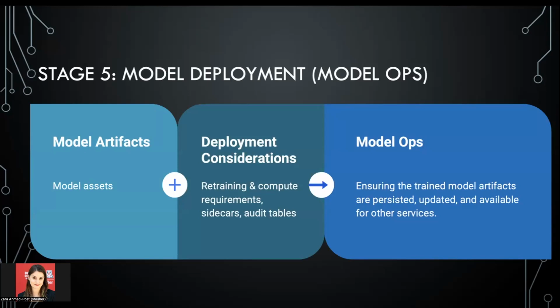Then we have our deployment considerations. How often are we going to retrain? What are our compute requirements? Do we have any sidecars? Are there any audit tables we need to build? Those two things together are going to be our model ops. So that's just really ensuring that the trained model artifacts are persisted, updated, and available for other services and available for observability.